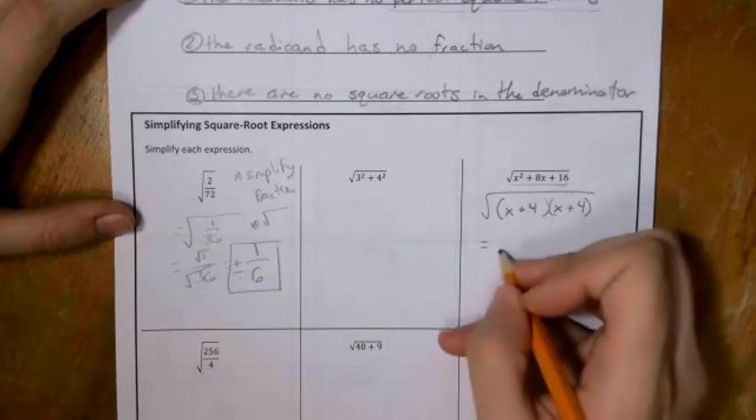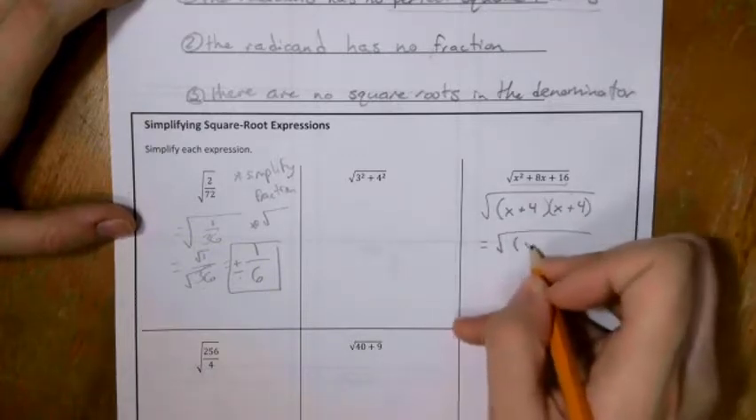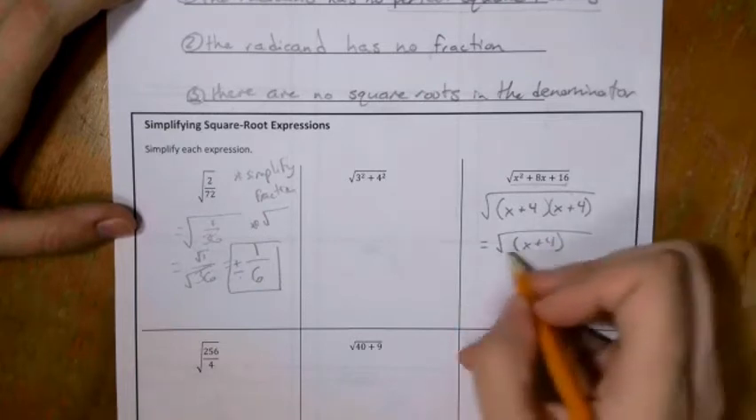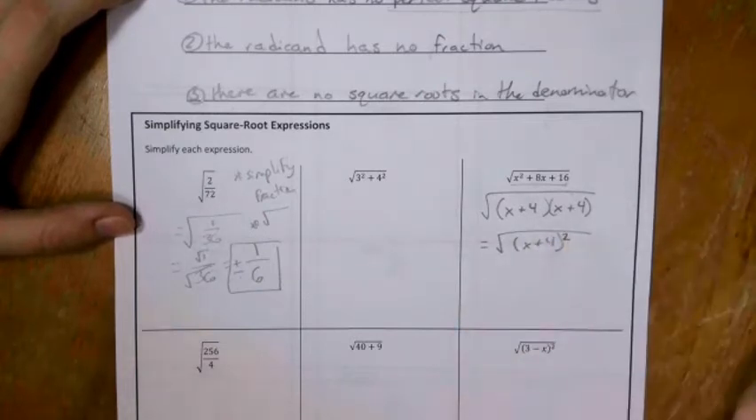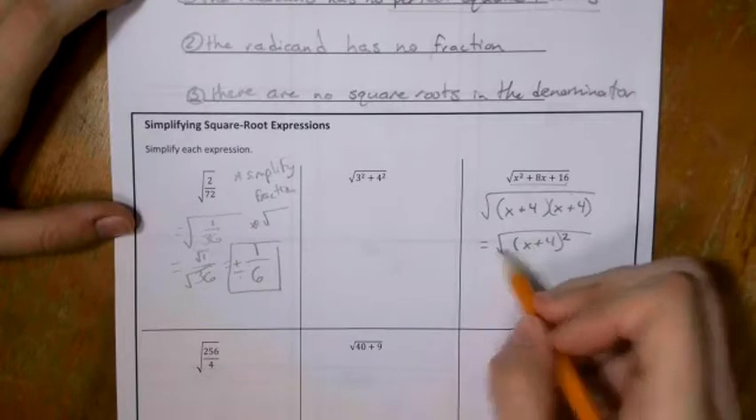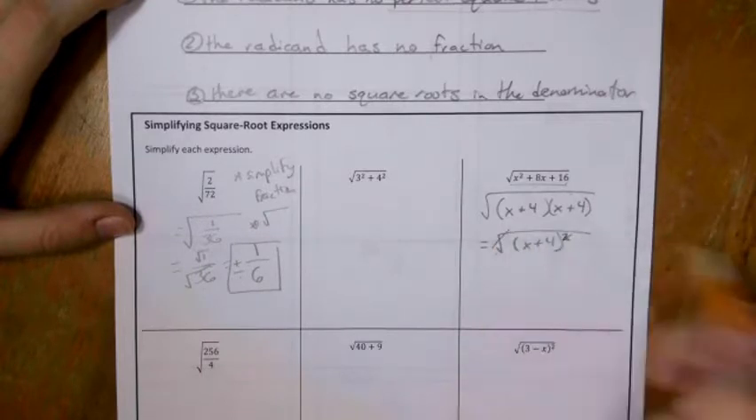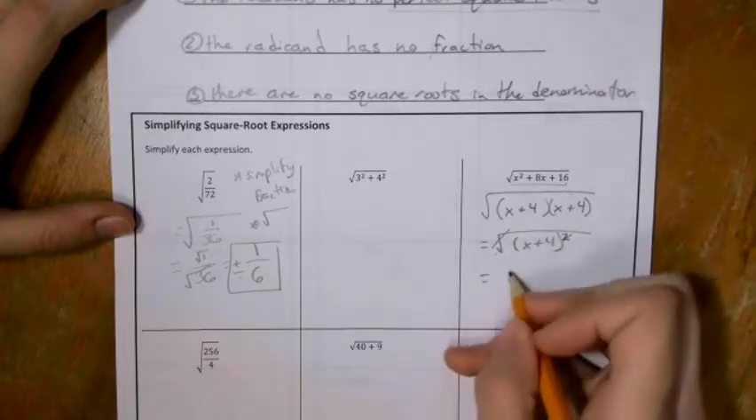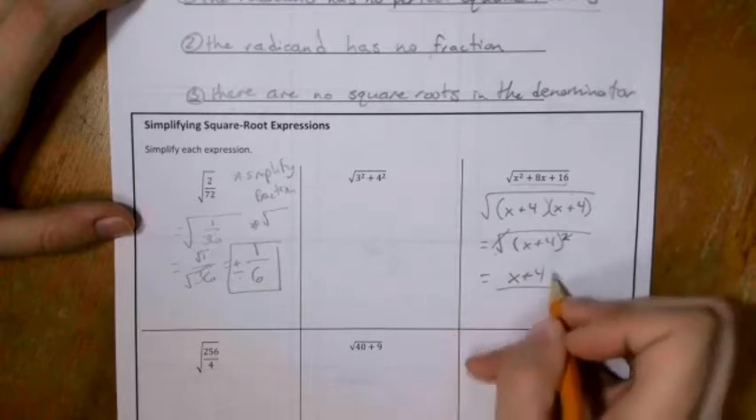Well, I can rewrite this because I notice that I've got x plus 4 times x plus 4, so that's really x plus 4 squared. Hey, wait a second. I'm square rooting a squared. That's like they cancel out, right? So we're left with just x plus 4.